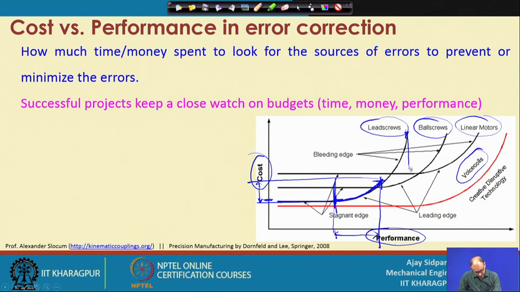Now, you look at this particular graph. This is the addition of the performance, but if you see, this is the cost you have spent for getting that performance. So, this is not the way, you should not spend the time and money to get a very little increment in the performance. So, that is what is happening in this particular case.